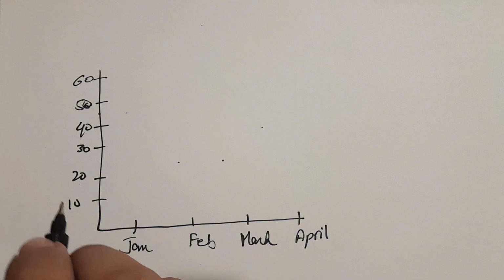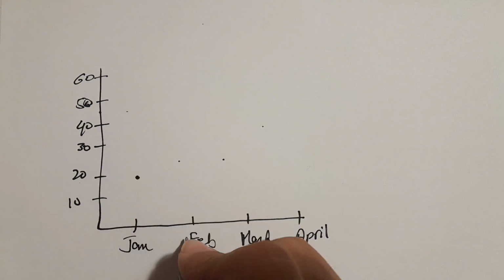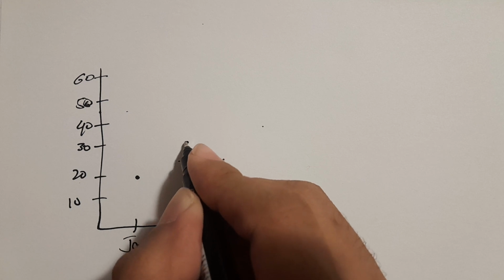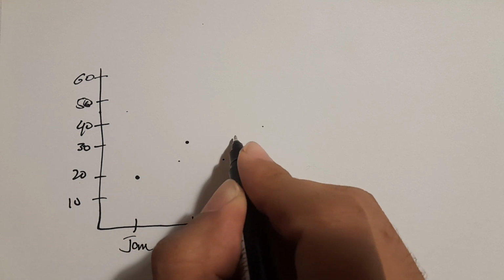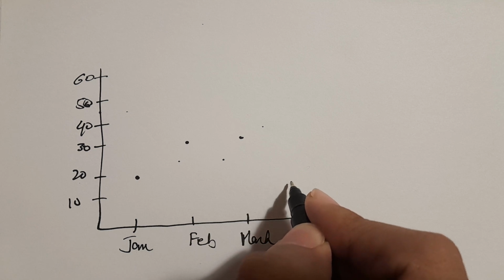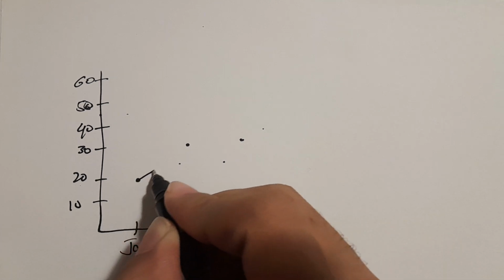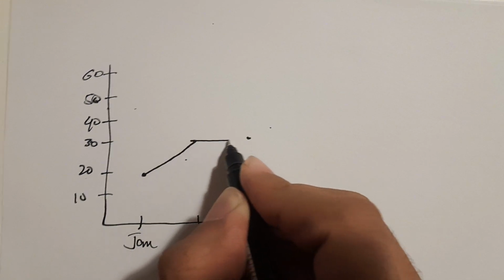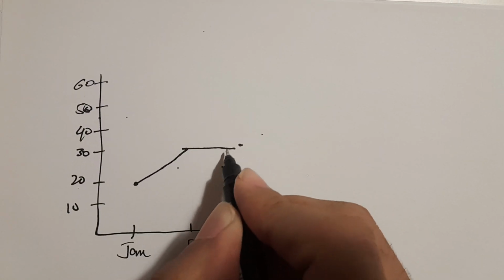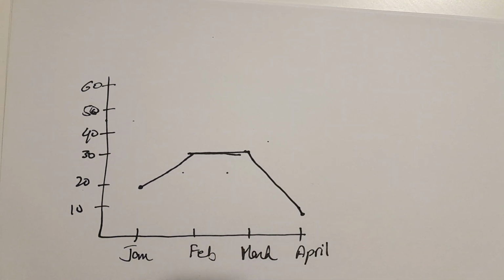So now what we will do is, in Jan the temperature was 20, in February it was 30, in March it was 30, and in April it was 10. So what will be the temperature line graph? It will be like this, straight, sorry. Okay, so it will be like this and like this. So this will be the line graph for the temperature from January till April.